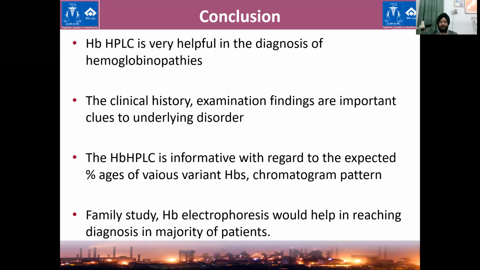So to conclude, I would say that HPLC is very helpful in the diagnosis of hemoglobinopathies. Yes, it is, but clinical history and examination findings are equally important and are the clues to the underlying disorders. HPLC is informative with regard to the expected percentage of various variants, but we should always look at the chromatogram pattern, how the graphs are formed, and what the expected patterns are. For example, HbE is 25% to 30%, so if we are getting HbE of 45%, we should think of something else. Whenever there is a doubt, always do a family study and use other methods to confirm your diagnosis.